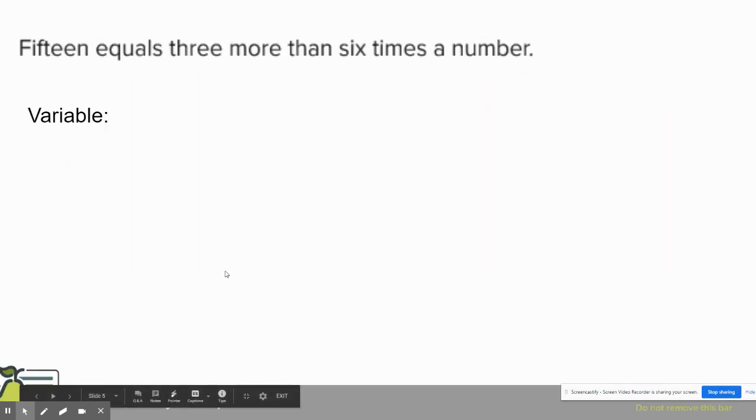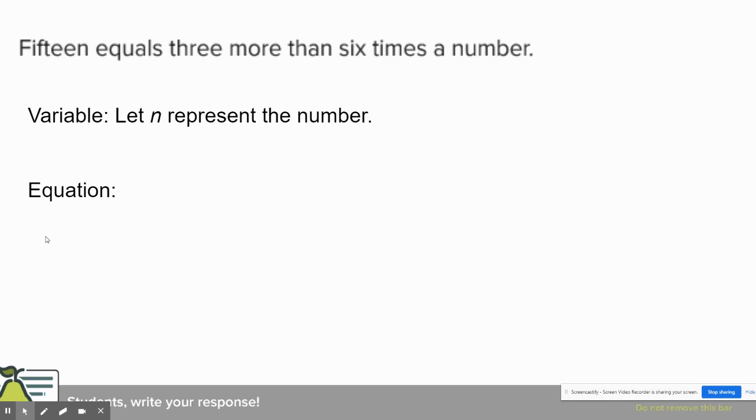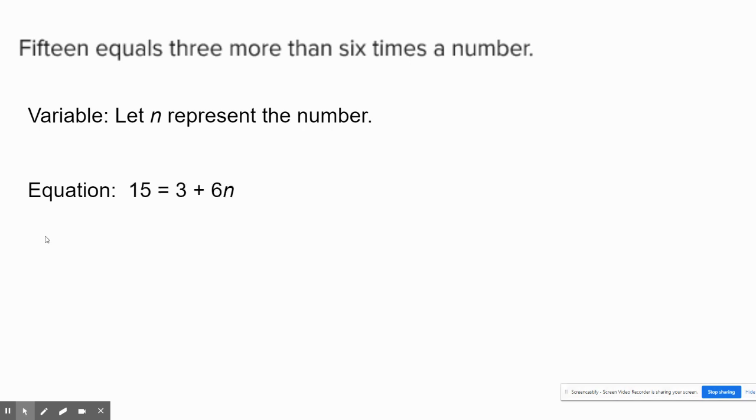Then we have some problems come up. 15 equals 3 more than 6 times the number. This one doesn't even use "is," it uses "equals." So the first thing you do is identify the variable. Again, I don't want to keep saying pause, so I will tell you pause, and we'll go to the next screen. Basically, if you see the Pear Deck thing on the bottom, we're writing something down. So 15 equals 3 more than 6 times the number. I let n represent the number. The equation would be 15 equals 3 plus 6n.